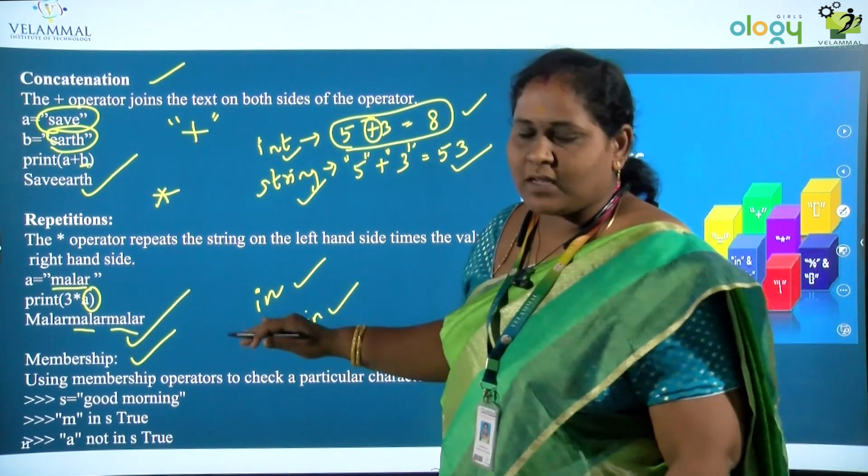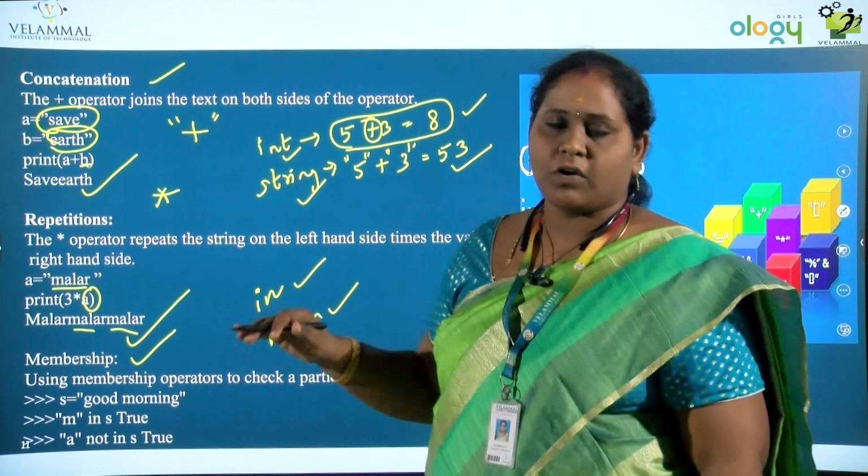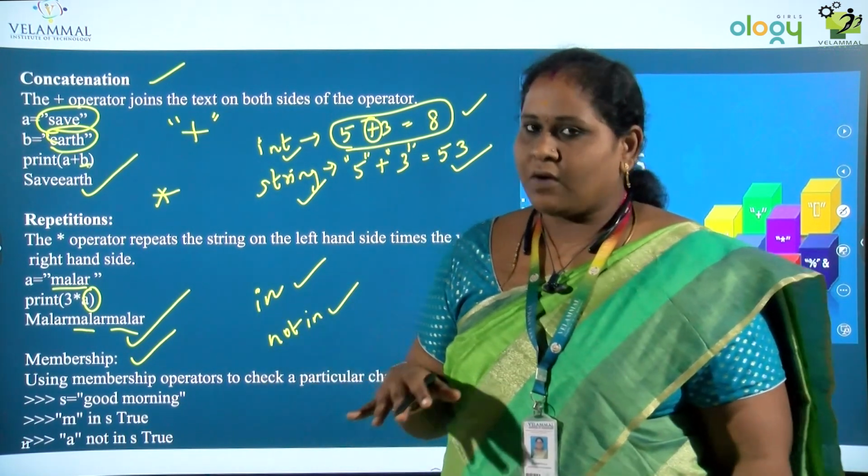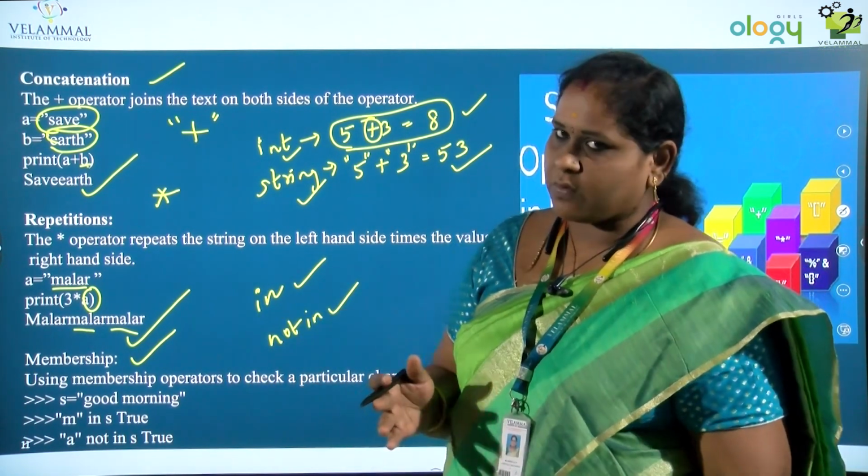So if it's going to be present, you'll be getting the answer as true, and if it's not going to be present, you'll be getting the answer as false. That's a Boolean condition. You're going to check it with the membership.